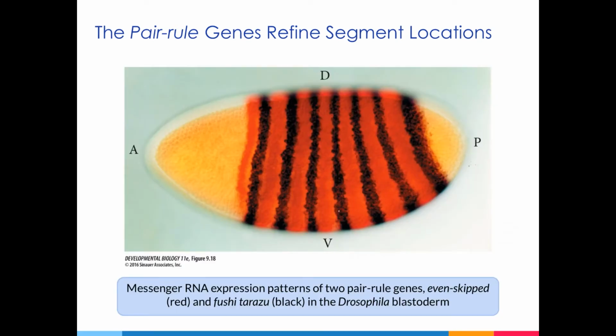For example, this staining shows the expression of 2 different pair rule genes, even skipped, which is shown in this orangey red, and FTZ, which is shown in the black. As you can see, each of these genes is expressed in 7 stripes, but these are not the same stripes. Different pair rule genes are expressed in different stripes along the anterior-posterior axis of the embryo. This means that the combination of pair rule genes expressed in a given stripe will give the cells in that pair segment a particular identity.